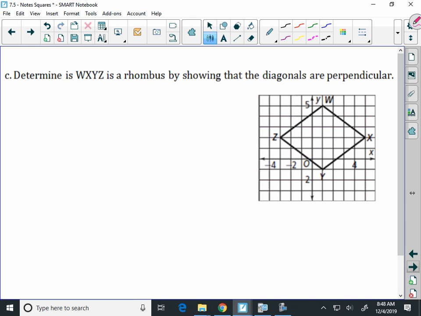Just for a little bit of extra practice here, is it a rhombus? It says determine if WXYZ is a rhombus by showing that the diagonals are perpendicular. Well, the nice thing is we have our, darn it, wrong color. We have our diagonal here of WY. The slope of a vertical line, you remember what the slope of a vertical line is? It's undefined.